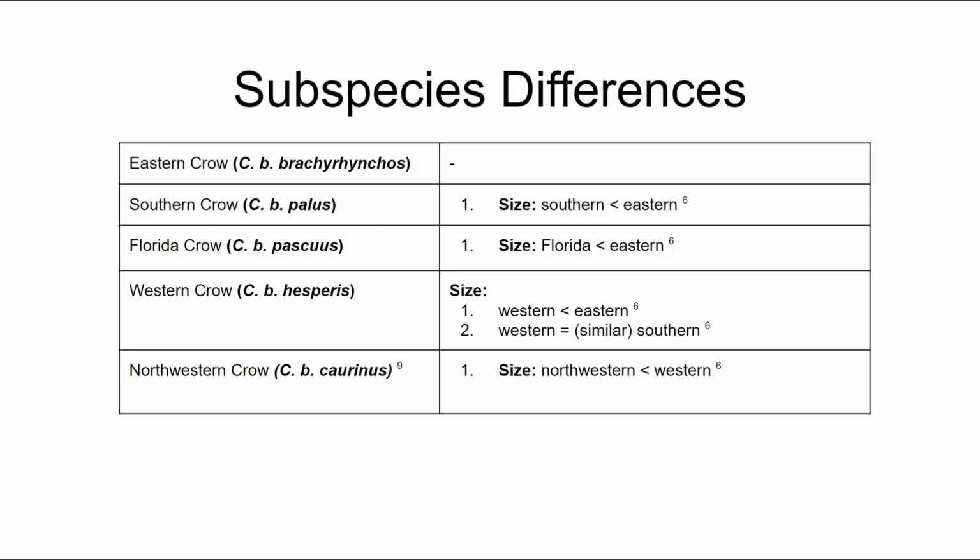By size difference from biggest to smallest, the list goes eastern, Florida, western, and southern, and the smallest is northwestern. Western and southern subspecies are similar in size. Scientists concluded the northwestern crow is an American crow subspecies in 2021 because of its genome. The genome is all of an organism's DNA.